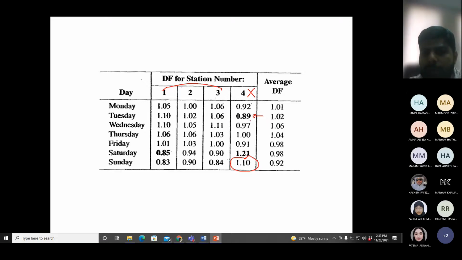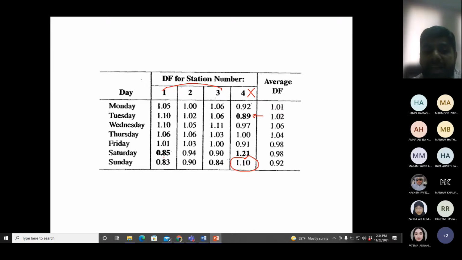Now on Tuesday, this value belongs to station 4. I've already taken it out. So this value does not exist in my group. No problem. Wednesday, no values were out of the range. Thursday, no values were out of the range. Friday, same. Saturday. On Saturday, one value belonged to station 4, which was out of the range. It is already taken care of, omitted. And one value from station 1.